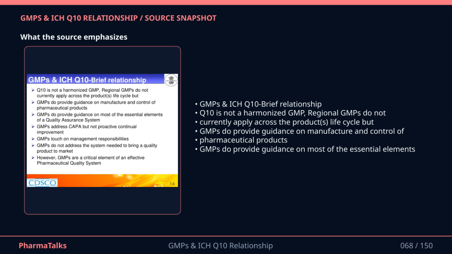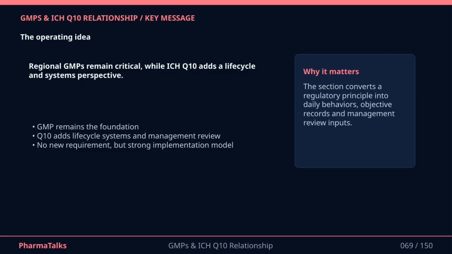Understanding this distinction helps us appreciate how these two work together to maintain high standards in pharmaceutical production. On this slide, we're focusing on the relationship between good manufacturing practices, or GMPs, and ICH Q10. The key message here is that while regional GMPs remain essential and form the foundation of pharmaceutical manufacturing quality, ICH Q10 complements them by adding a life cycle and systems perspective.